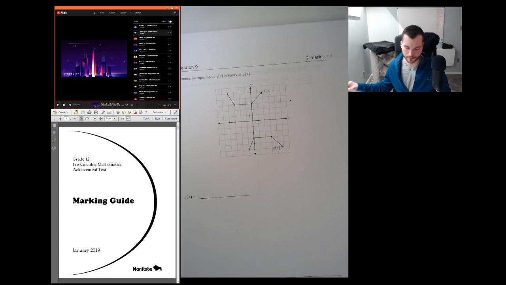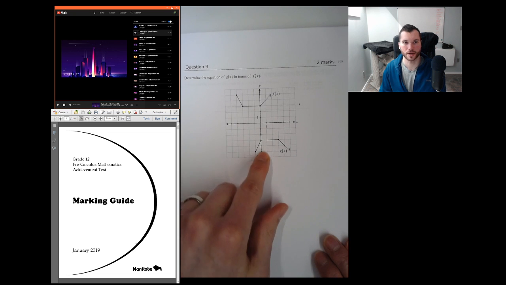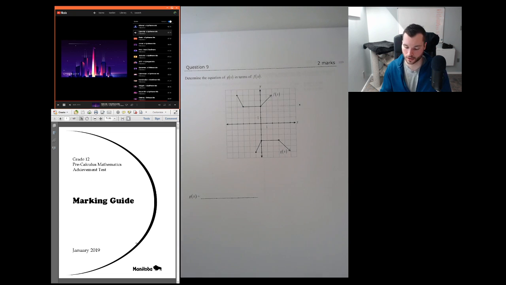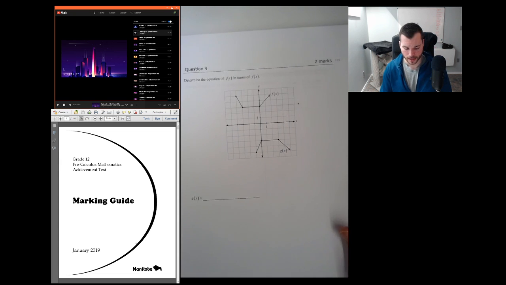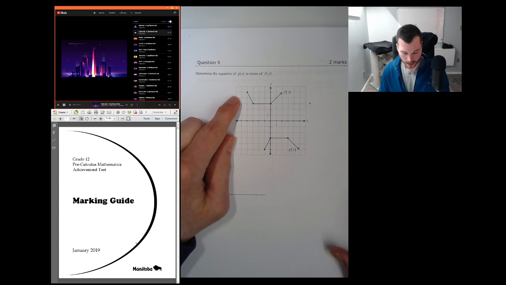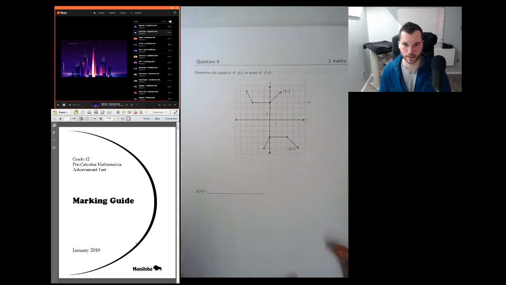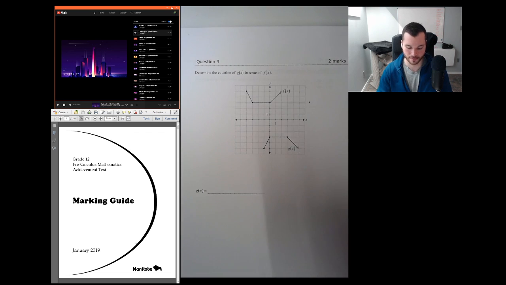Okay, cruising. Okay, question 9. Determine an equation of g of x in terms of f of x. This kind of goes way back to when we did transformations. So let's determine this equation in terms of f of x. Okay, so we have to apply transformations to f of x to make it look like g of x. You should be able to see something straight off the bat.